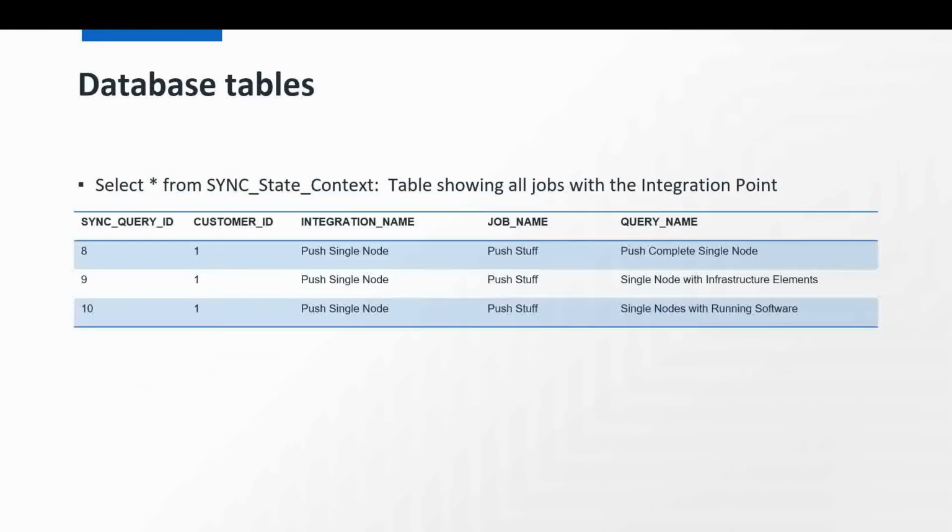Here is an example of the sync state context table. That shows all the jobs with the integration point names, right? So in this case, I have sync query IDs. These are each individual queries: push complete, single node with infrastructure, single node with running software. It's all contained in a single job, which is all contained in a single integration in my case, with a customer ID of 1.